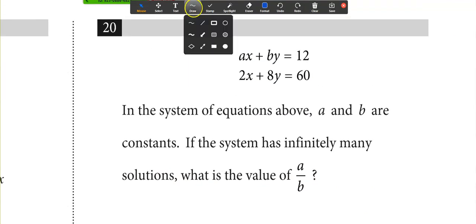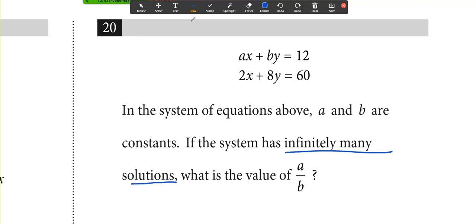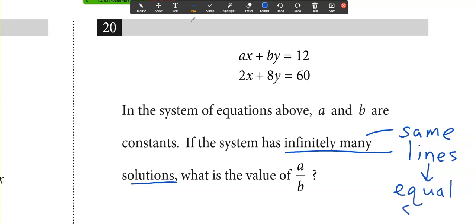Okay, question 20. In the system of equations above, a and b are constants. If the system has infinitely many solutions, what does that mean? Doesn't that mean that the lines have to be the same lines? And if they have the same lines, what do we know about slopes? They're going to have the same slopes, okay?